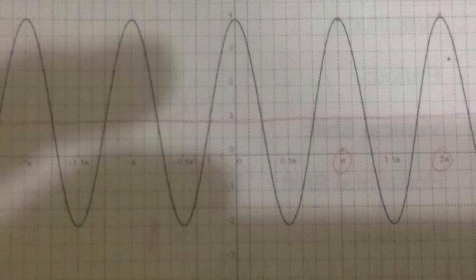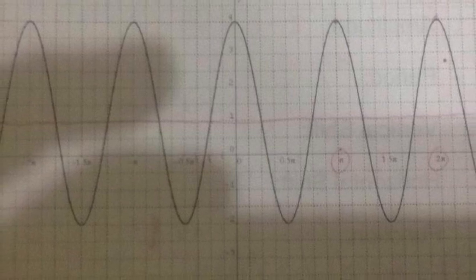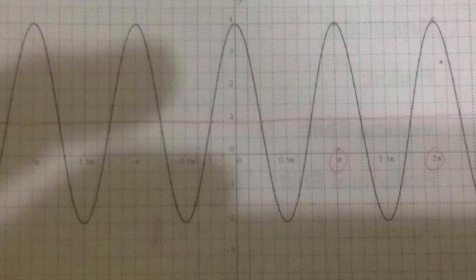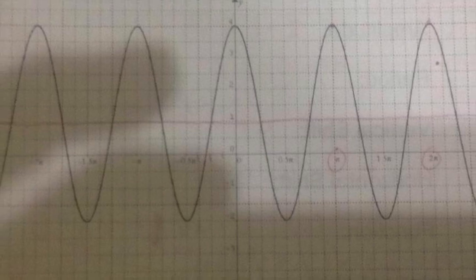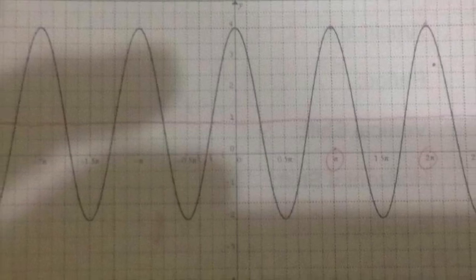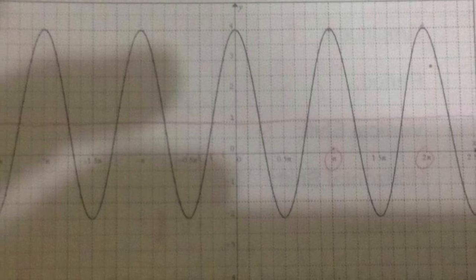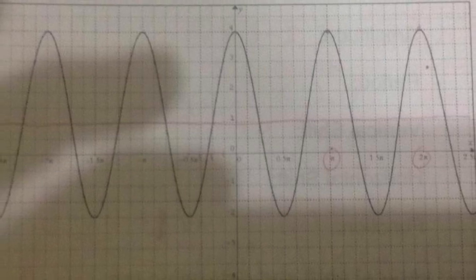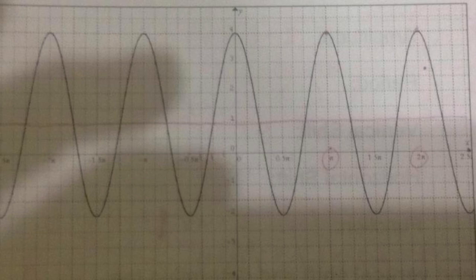Let's say that they give you this graph for somebody's heart rate. So you're wondering, how am I going to find the equation of his heart rate? Well, we can find it. Let's see how to do it.